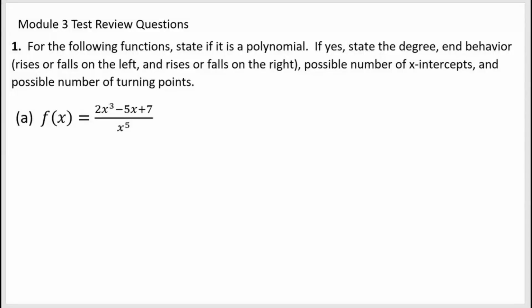So for problem A, if you'll notice, this will actually simplify. If you did simplify that, notice right here, the 2x to the third over the x to the fifth would simplify into 2 over x squared. That makes this not a polynomial. How did I come up with the x squared? I'm subtracting 5 minus 3, and the square stays on the bottom, or in the denominator, because the denominator exponent is bigger than the numerator exponent.